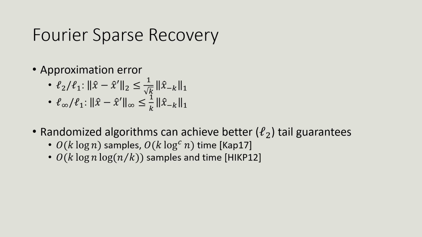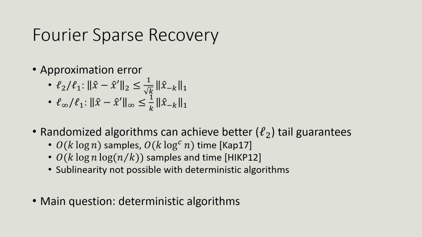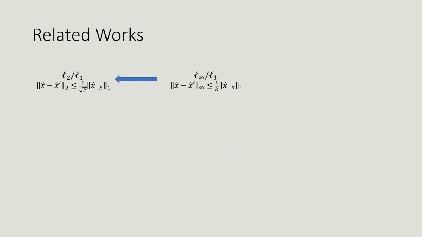For randomized algorithms, the best works have achieved both sample complexity and time complexity almost linear in k, up to log factors. However, there have also been lower bounds showing that to achieve the L2 norm of the tail on the right-hand side requires omega n samples, that is, reading essentially the entire vector. And here we want to read fewer than n coordinates of x, and so in this talk we only consider deterministic algorithms. Now we give a brief review of the previous results.